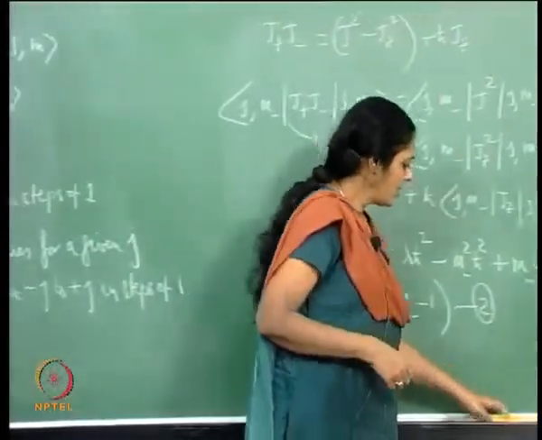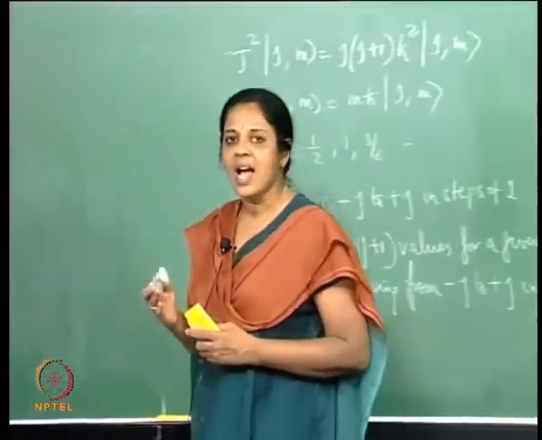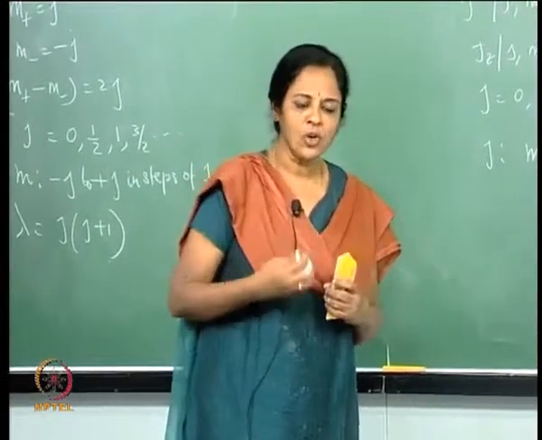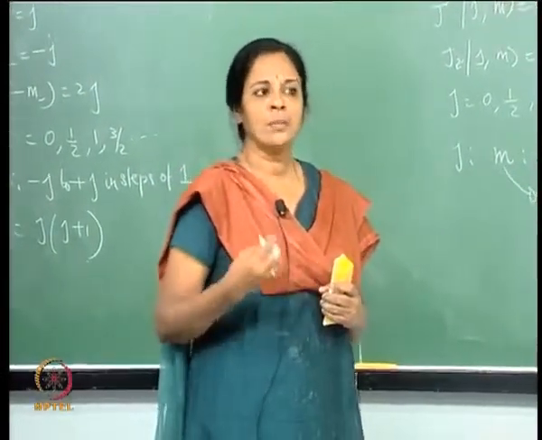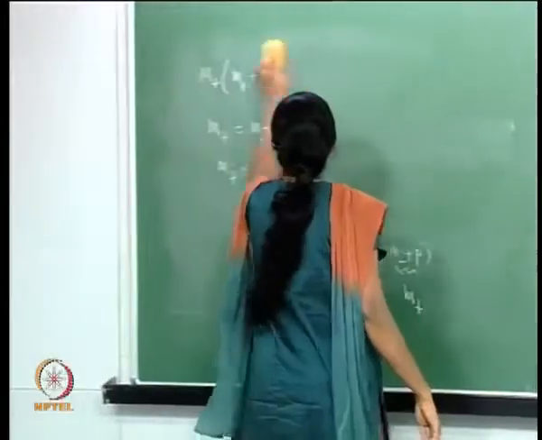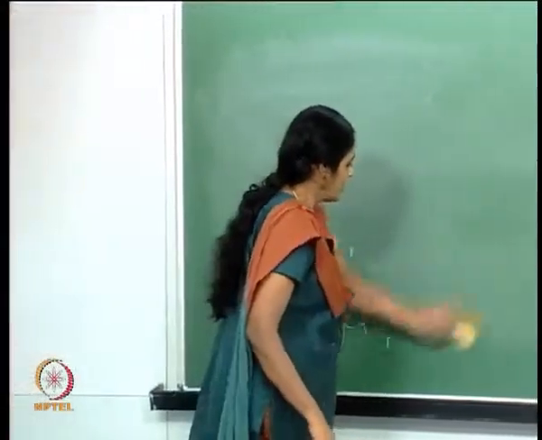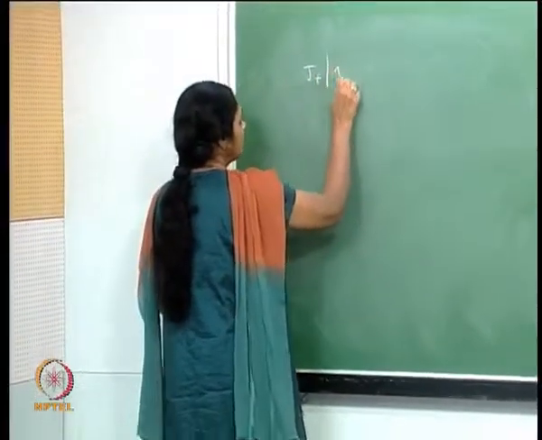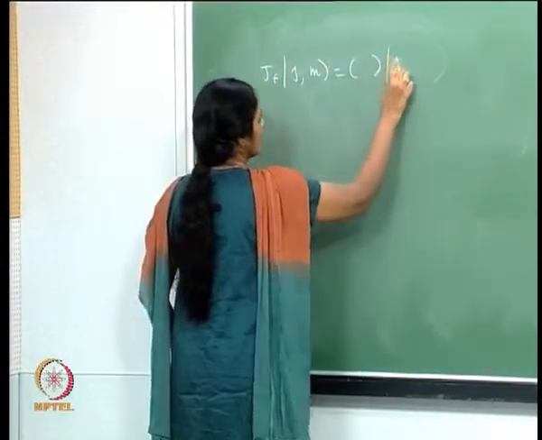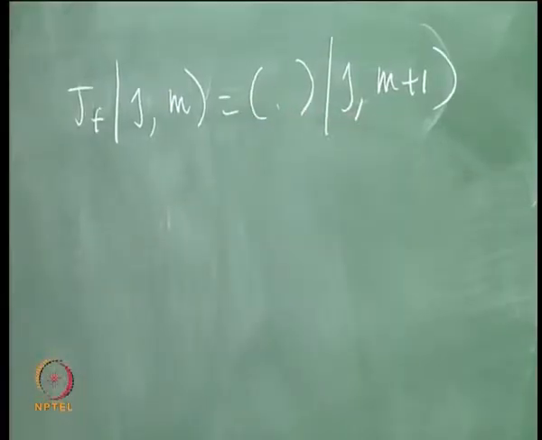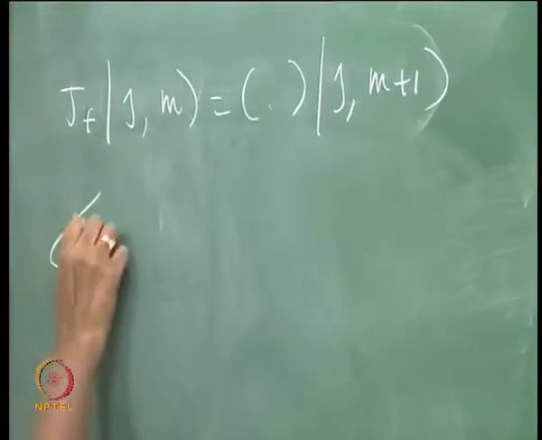We can now proceed and find out what exactly is the action of J plus on J comma M. We have realized that J plus is a raising operator. It takes J comma M to J comma M plus 1, but what are the coefficients? What is the coefficient outside? So for doing that, we need to find out this object. What is it that multiplies this to get J comma M plus 1? This can be handled in the following fashion.